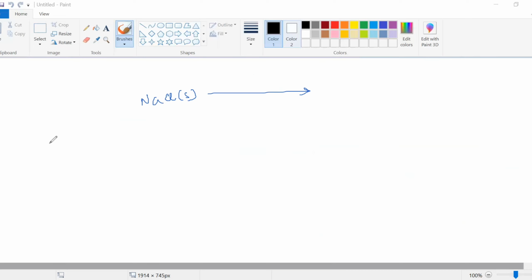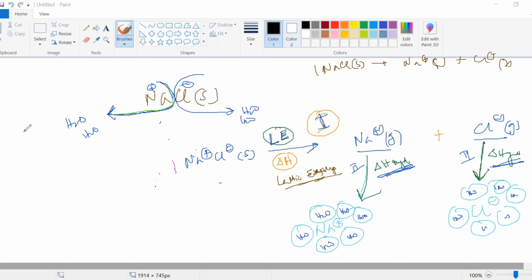I forgot to tell you this. Do you know how this is actually written in the states of matter? Can anybody tell, Kavya? Na plus Aq. Brilliant. And this is written as Cl minus Aq. Is it clear what Aq is? Water has surrounded the ions. Aq means this in the deeper sense.